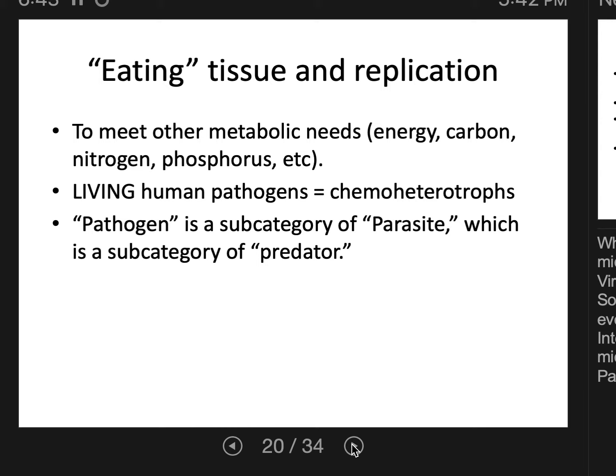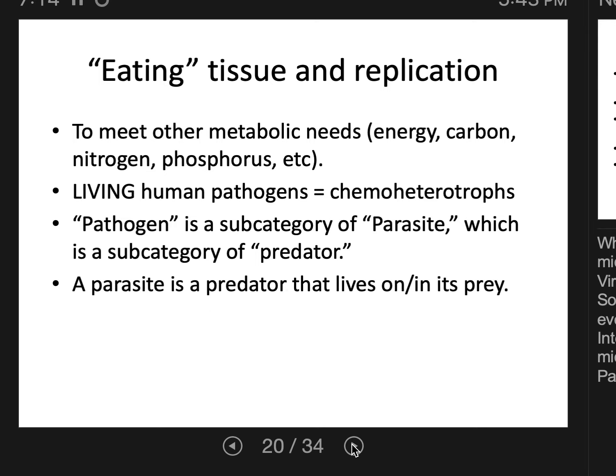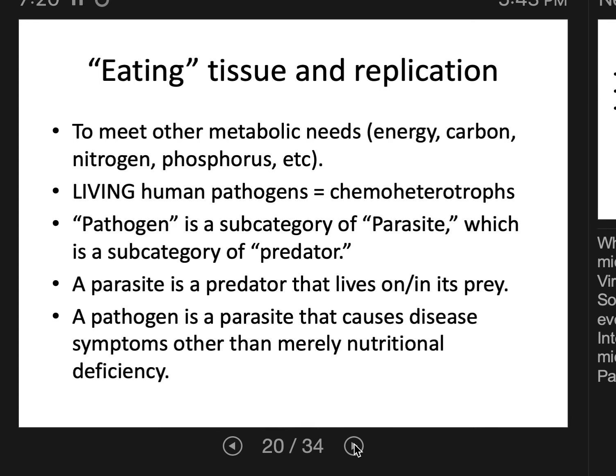But sometimes we might say something's a strict parasite and not a pathogen if it's just taking nutrients from the host, but not causing any other symptoms other than nutrient deficiency. A pathogen might cause other kinds of symptoms aside from a nutrient deficiency, but they're really fairly interchangeable terms. So pathogen is a subcategory of parasite, which is a subcategory of predator, actually. So parasites are merely predators that live on their prey. So you are the prey for your pathogenic microbes. So a parasite is a predator that lives on or in its prey. A pathogen is a parasite that causes disease symptoms rather than merely nutritional deficiency.